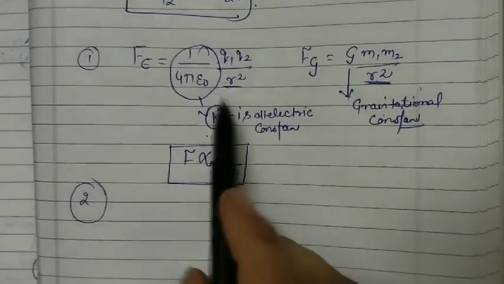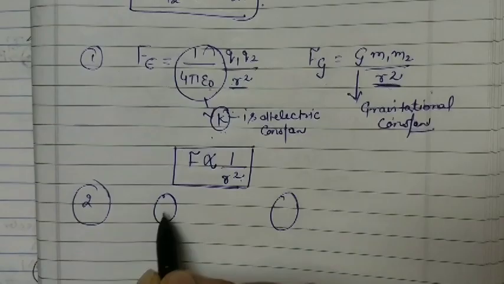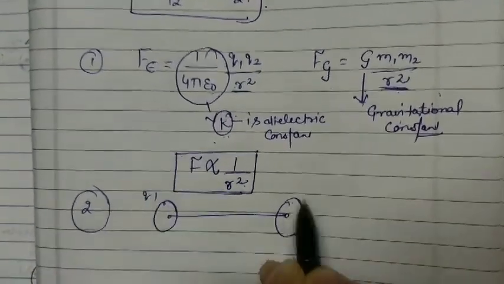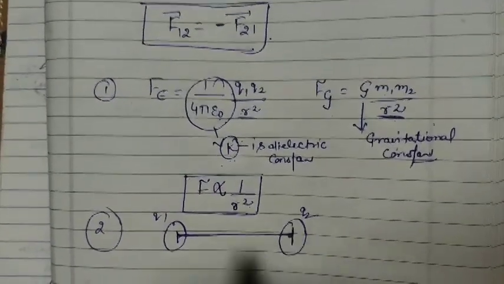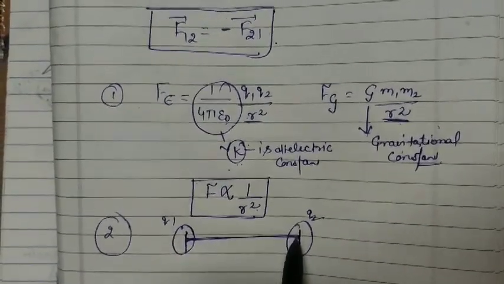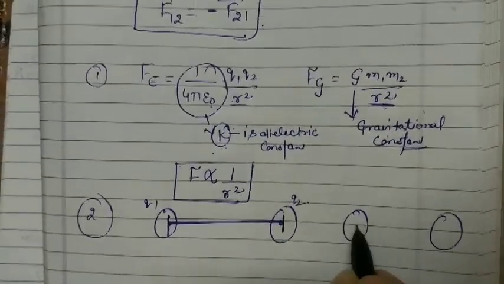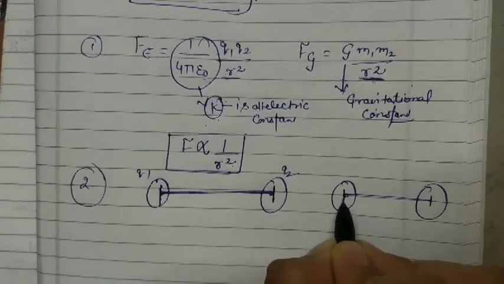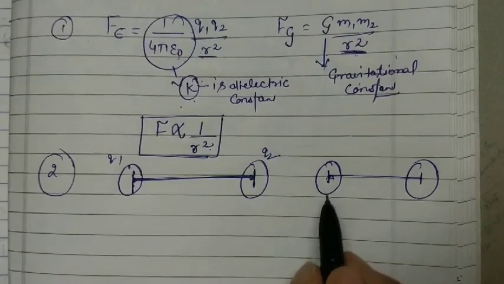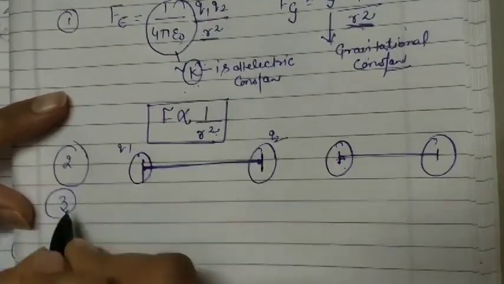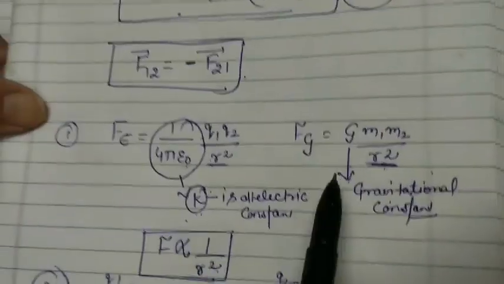Second, both forces act along the line joining the two charges. If there are two charges Q1 and Q2, both act along the line joining the centers of the two charges. In a similar way, gravitational force acts along the line joining the centers of the masses. Number 3, there is a difference between electrostatic and gravitational force.